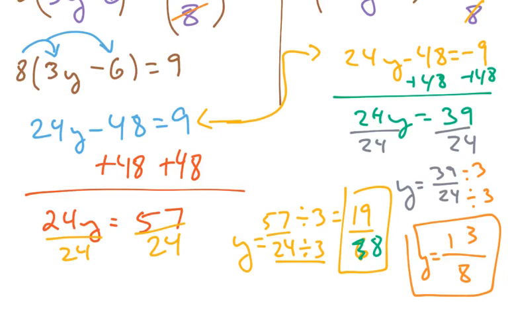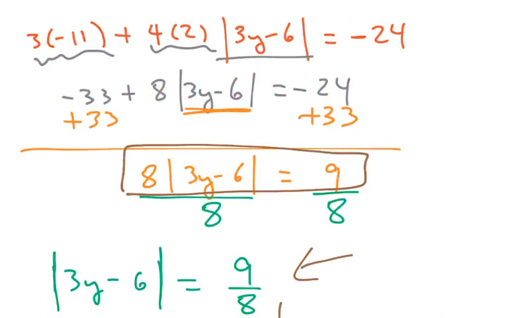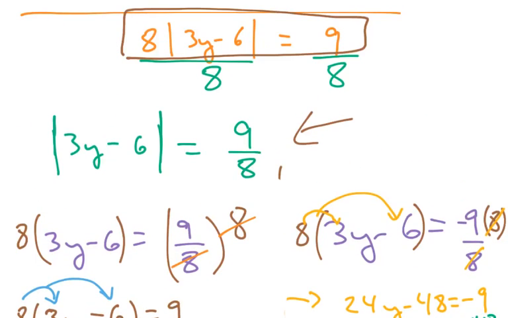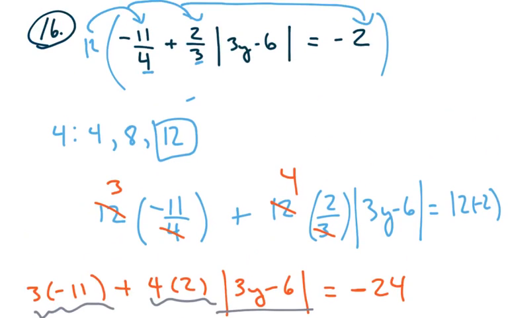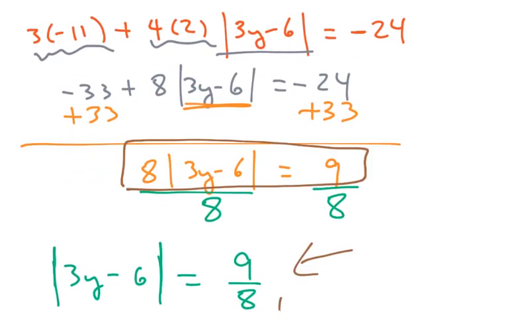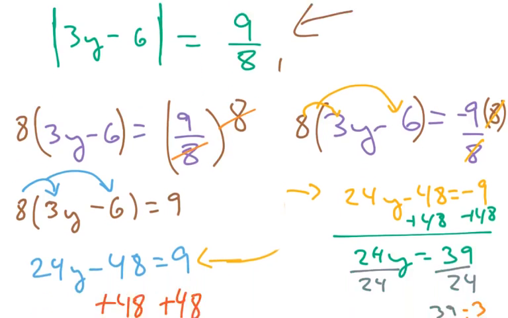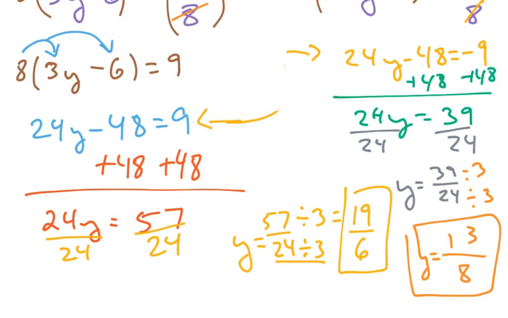Okay, so this is a little long, but you get the idea. The goal here is to get rid of the fractions first. Once you get rid of the fractions, get the absolute value by itself, and solve each side. It's not as bad as it looks. The problem is, of course, it is multiple steps. So hopefully that makes sense, and I'll see you all in the next video.